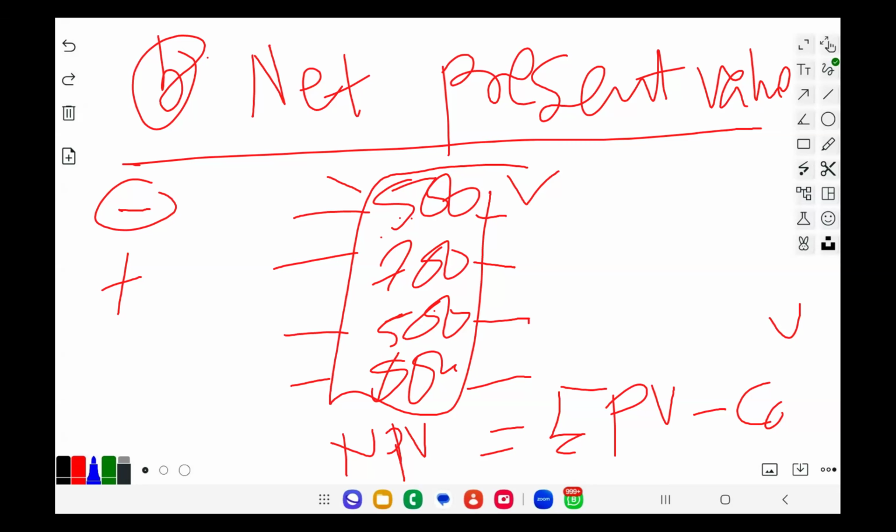Therefore, we do not recommend at this point that you invest in this particular project because this project is not highly profitable. Why is it not highly profitable? It is not profitable because the amount that we are injecting is higher than what we receive from it.